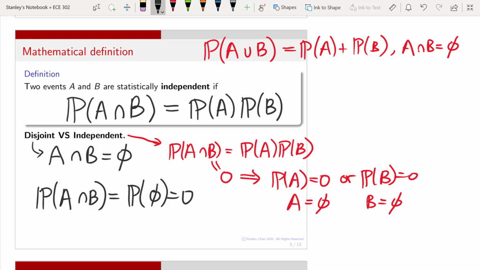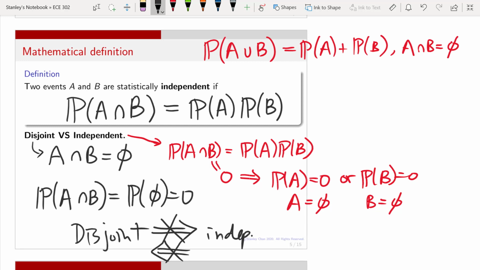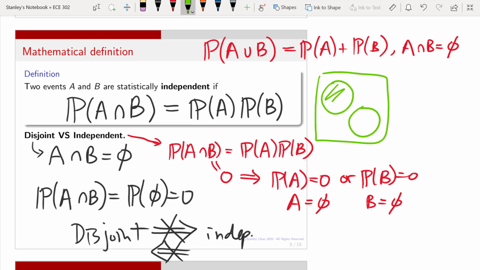So the bottom line is that disjoint does not imply independence, and being independent also does not imply being disjoint. These two are just completely different concepts. So how do we understand pictorially the difference between disjoint and independent? Well, remember that disjoint means you have two sets that are not overlapping with each other.